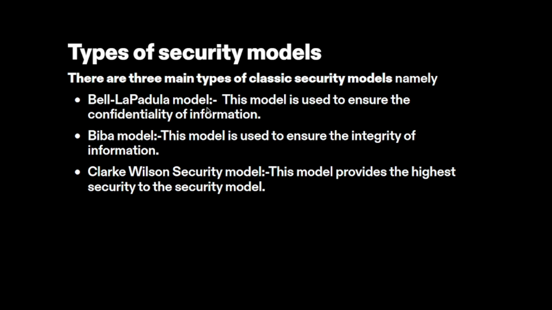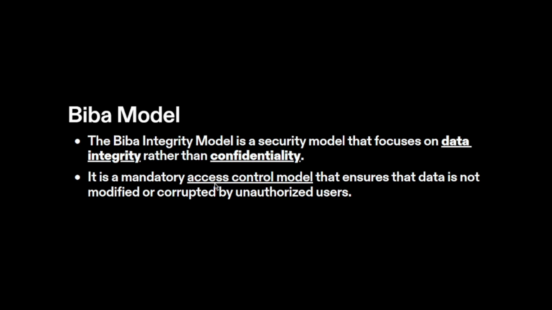Types of security models. There are three main types of classic security models, namely the Bell-LaPadula model. This model is used to ensure the confidentiality of information. The Biba model, which we'll be discussing in this video, is also known as the Biba integrity model. This model is used to ensure the integrity of information. That is why it is known as the Biba integrity model, right? Then the Clark-Wilson model. This model provides the highest security.